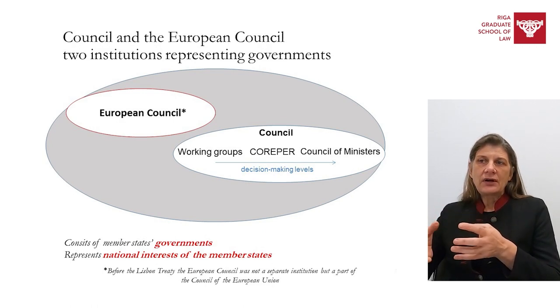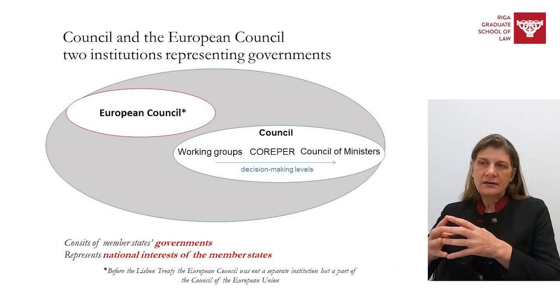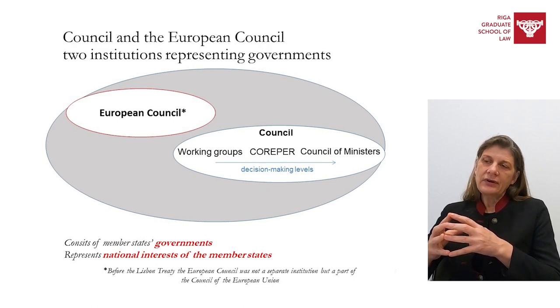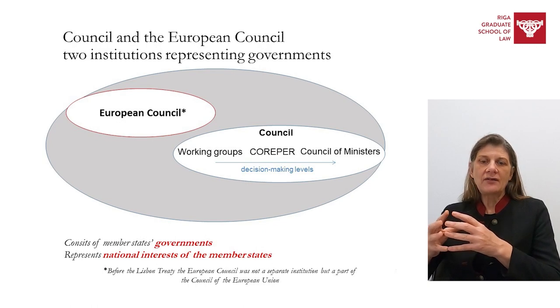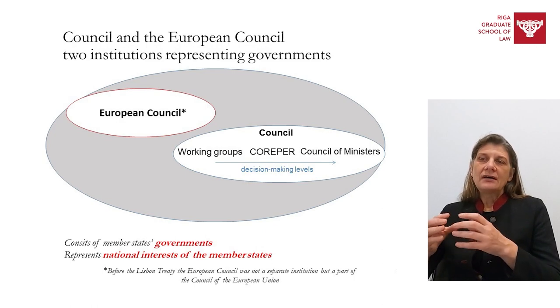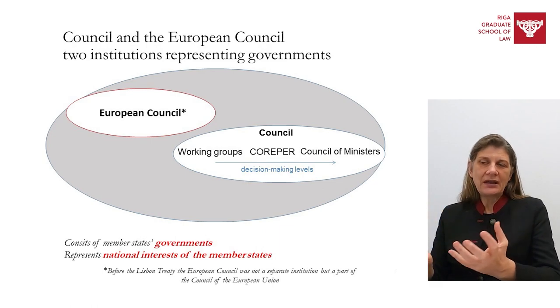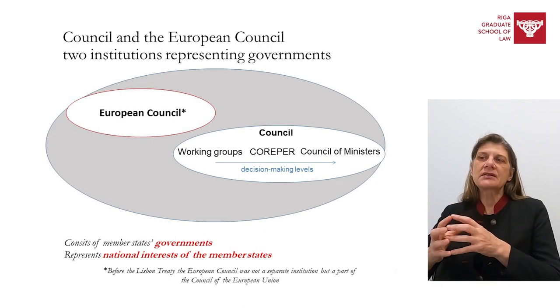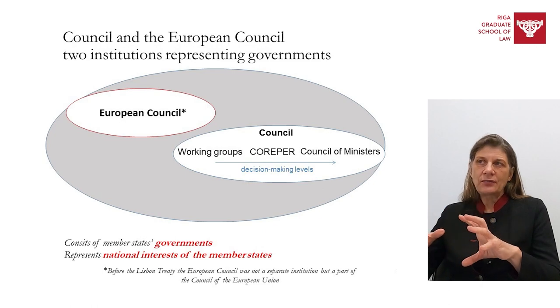So we know from the theories of European integration that we have both intergovernmentalism and neo-functionalism, which argue that supranational mode of governance matters more. Here we see intergovernmental, the two intergovernmental pillars in the scope of these two institutions.